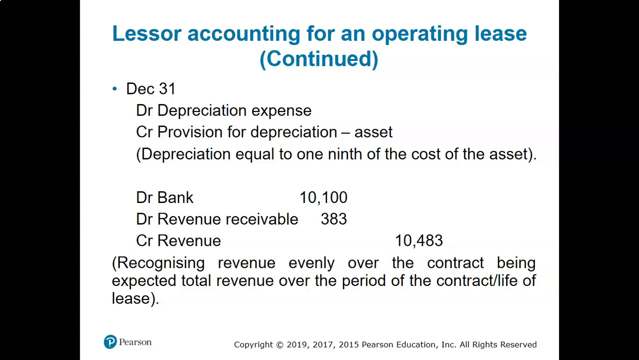And when the lessor received the money from the lessee for the use of the asset, he recognizes it as bank account debit, and revenue receivable debit and revenue account credit. So recognize revenue evenly throughout the contract during the year.